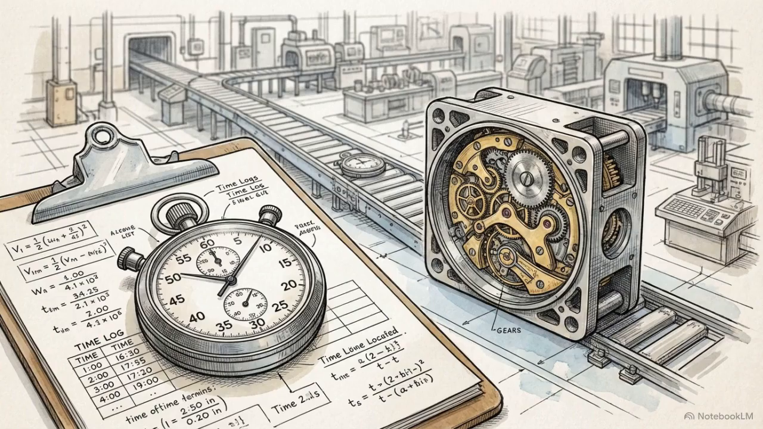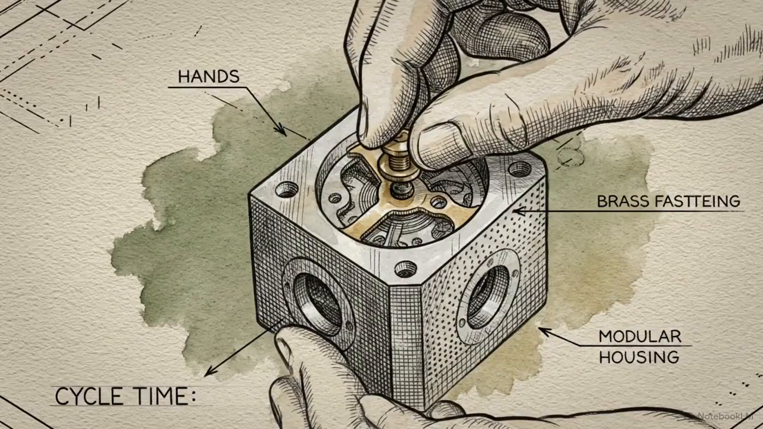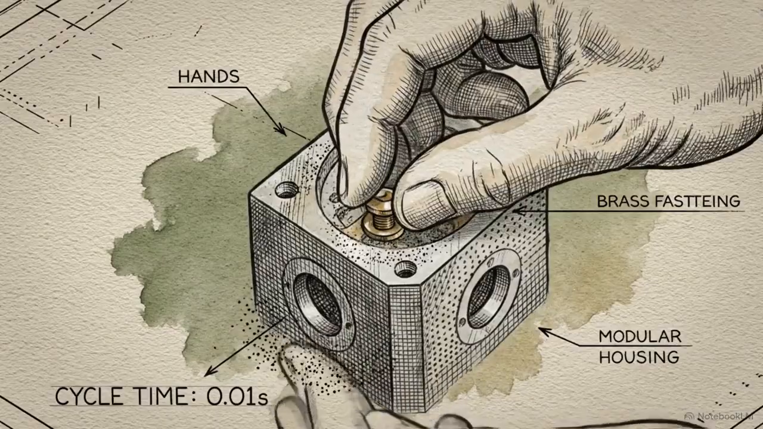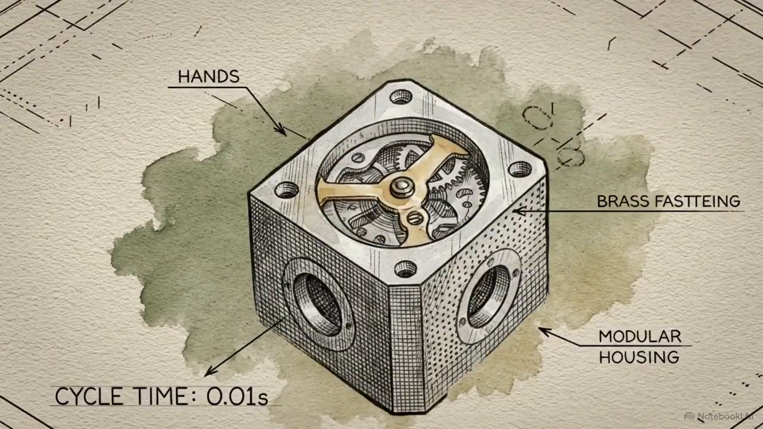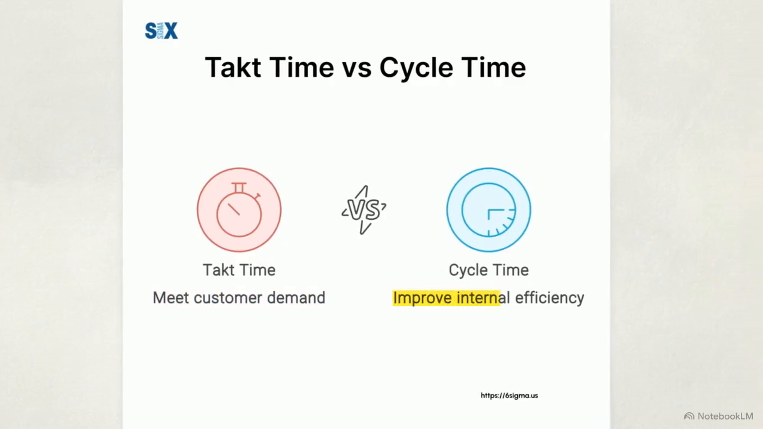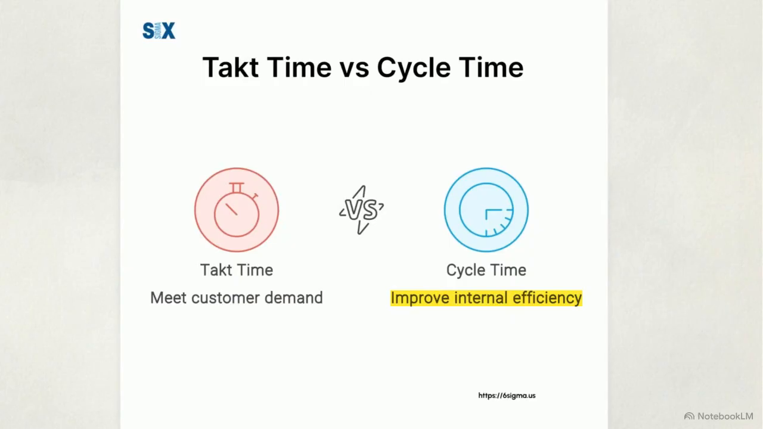Establishing the required pace of production is only half the equation. Operations must then measure their actual pace of execution against it. The actual, measurable physical time it takes a worker or a machine to complete one single unit is called cycle time. This chart highlights the distinct purposes. Takt time exists to meet customer demand, whereas cycle time is optimized to improve internal efficiency.